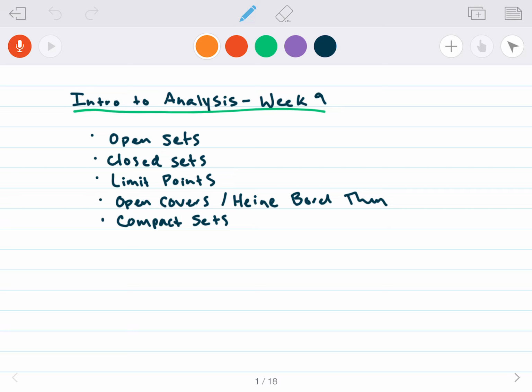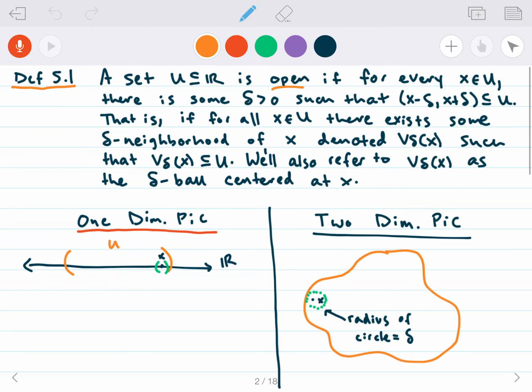This week we're going to talk about some topology concepts of the topology of the real line. In particular, we're going to look at open and closed sets, limit points, open covers. We're going to talk about the Heine-Borel theorem and prove some of it, and compact sets. And we're going to do lots of examples of each of these topics. So without further ado, let's get started with our first definition, open set.